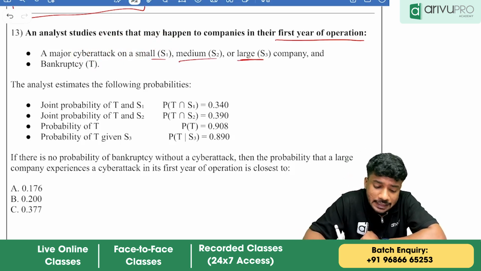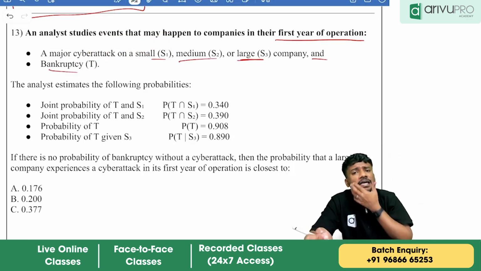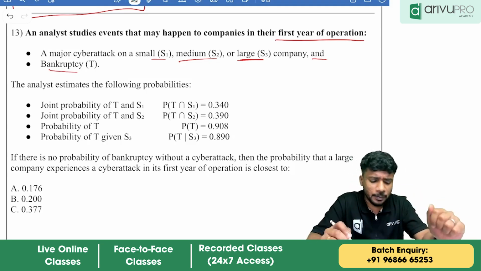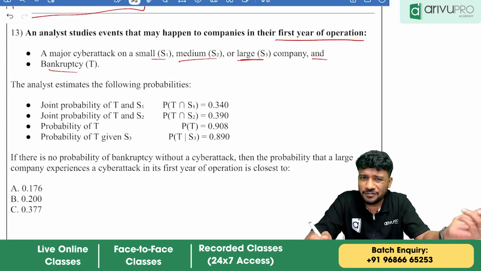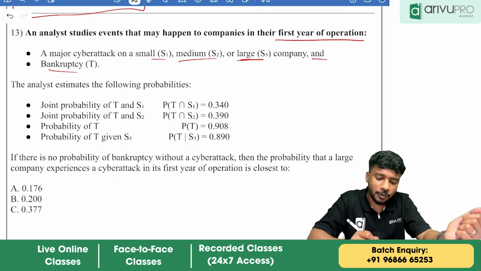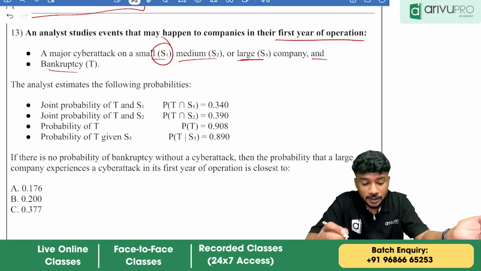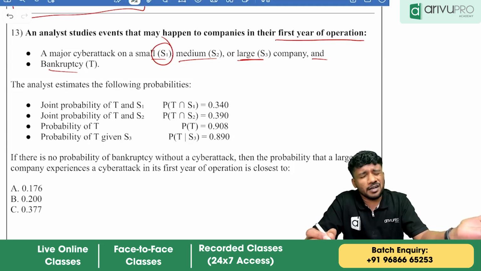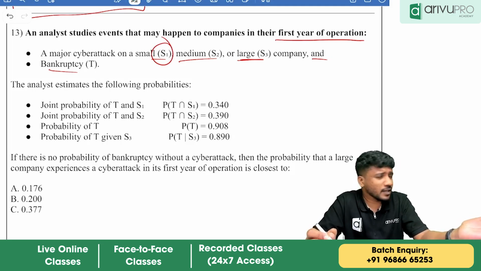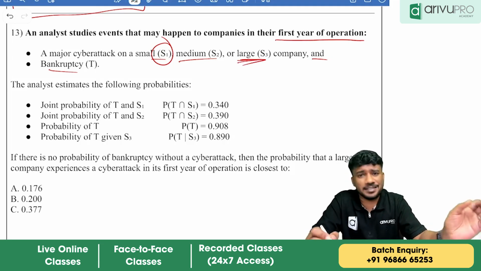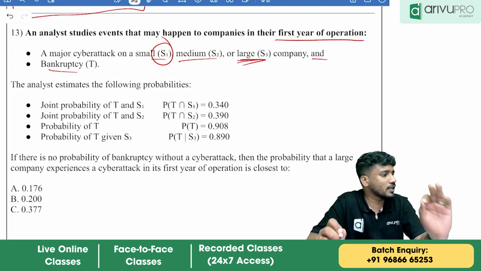Bankruptcy is denoted by the letter T. So probability of bankruptcy can also be written as P of T. Then the probability of a cyber attack on a small company is P of S1. The probability of a cyber attack on a medium company we are denoting with P of S2. Then for a large company, we are denoting with P of S3. These are the three things which are given in the question.